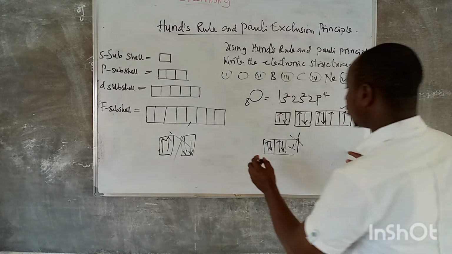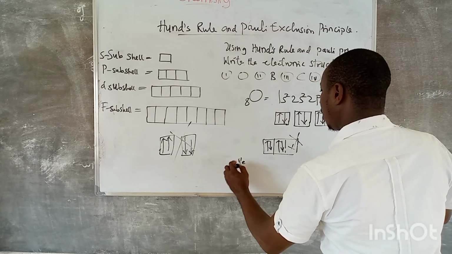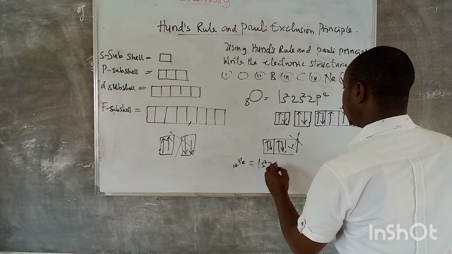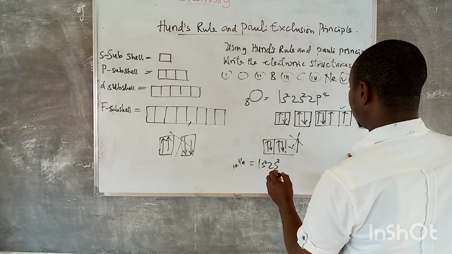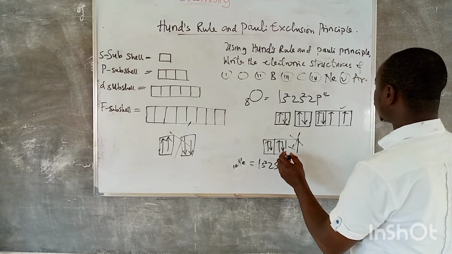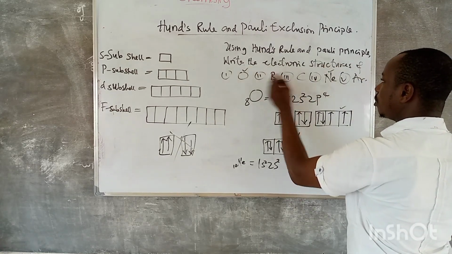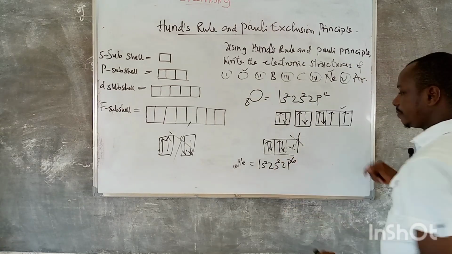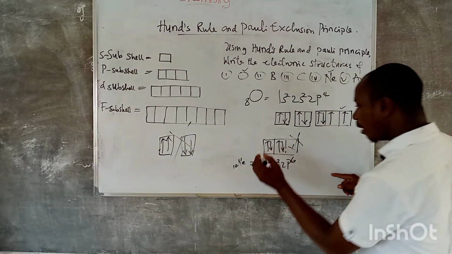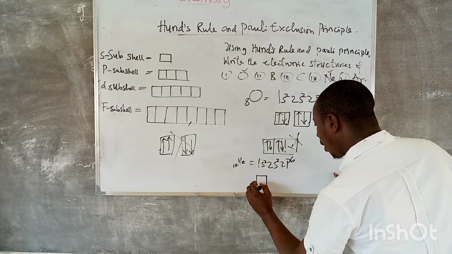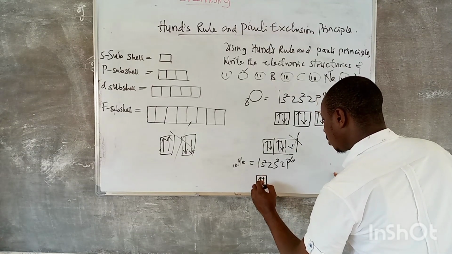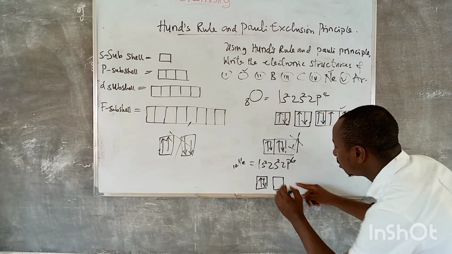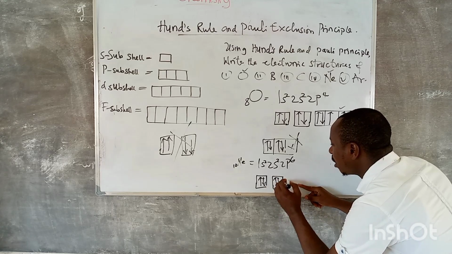The other example is neon. Neon is 10: 1s2, 2s2, 2p6. Even though we have not done this yet, we will do it later. If you count it now, it's 10. Anywhere you see s, you put one box, and two electrons are there already. This is 2s. Look at the box for 2s, or the orbital for 2s.